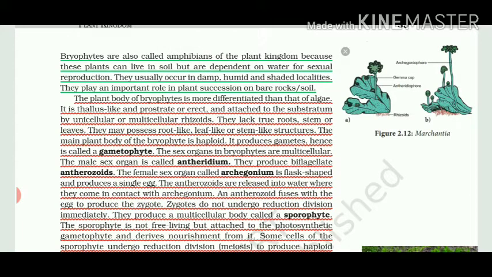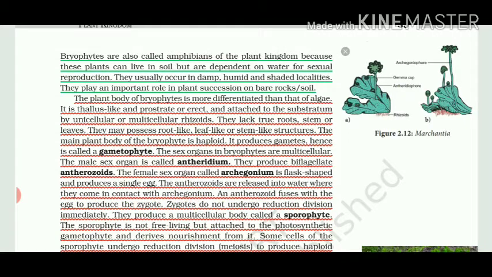So there are two plant body structures. One is gametophyte and the other is sporophyte. I am repeating, gametophyte is haploid and it produces the gametes. If the question comes here, which plant body is dominant in bryophytes? Your answer should be: the gametophyte structure is dominant in bryophytes.